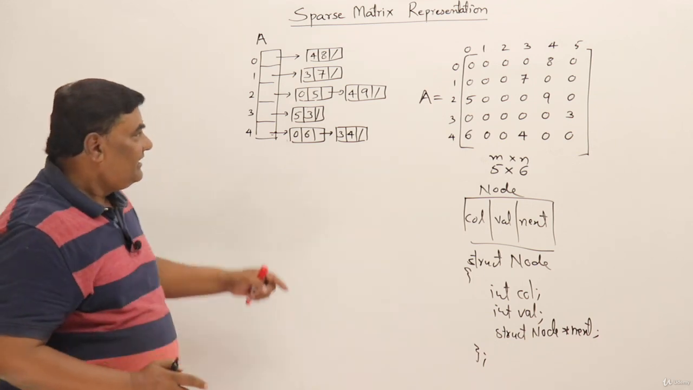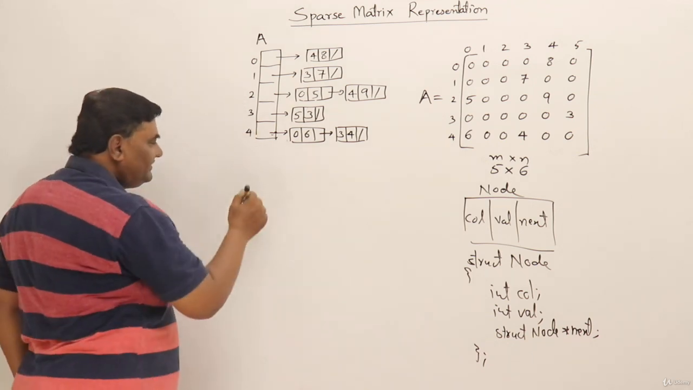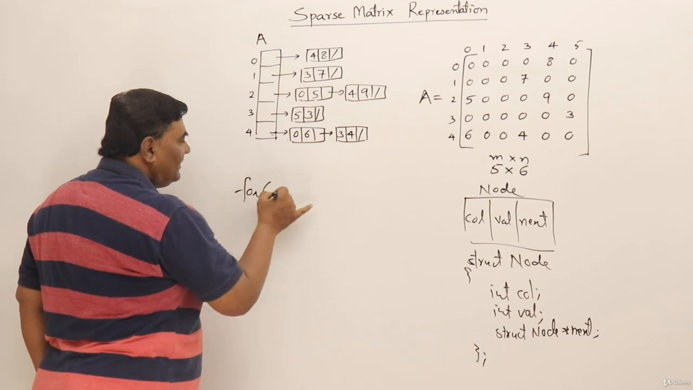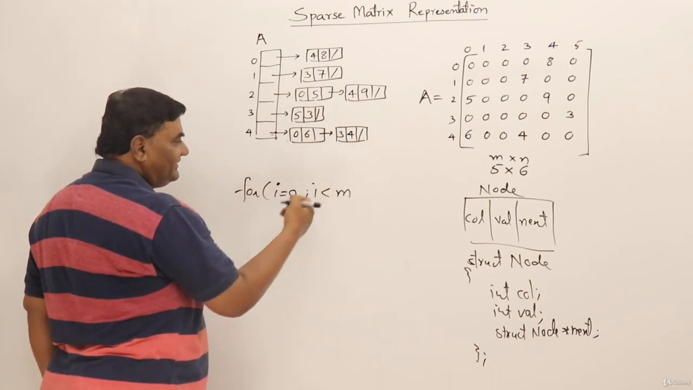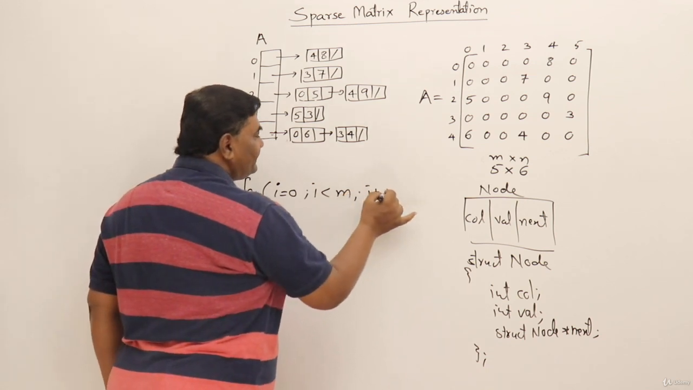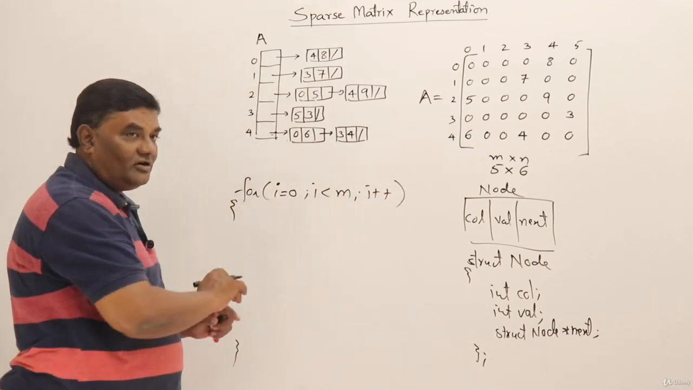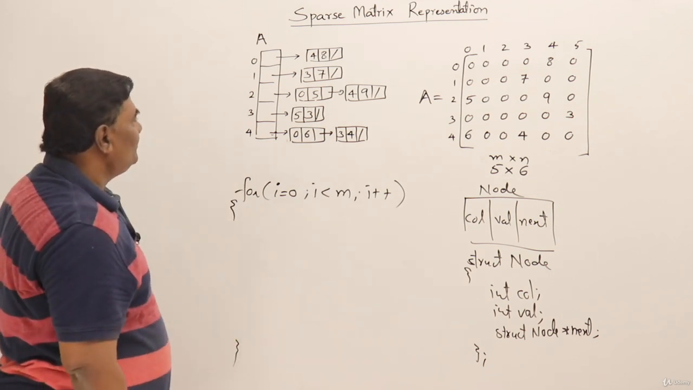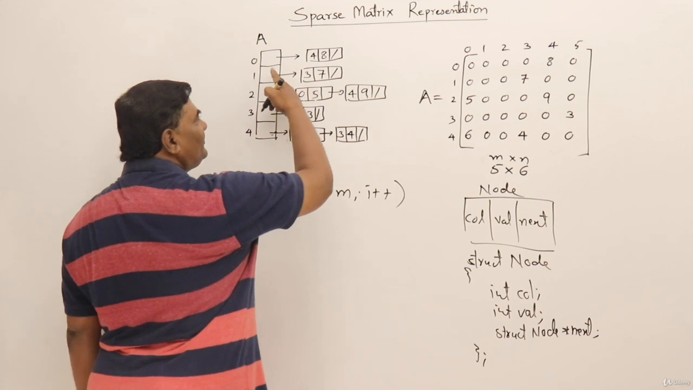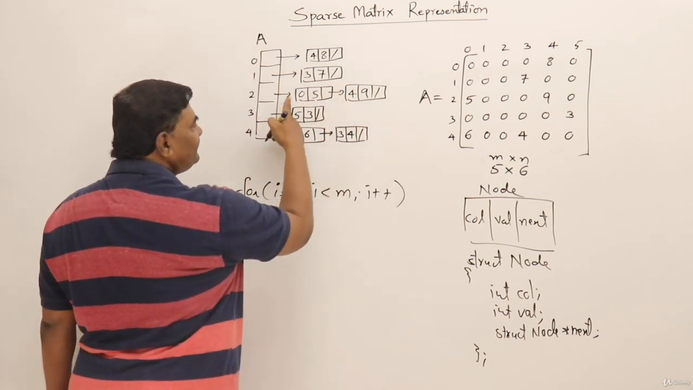So for displaying, I should display all these rows. So for all these rows: for i assign 0, i is less than m rows, i plus plus. This loop will cover all the rows. Now in each row, what I should do is scan through a linked list. Let us take this example, it is having more than one node. So scan through this one.